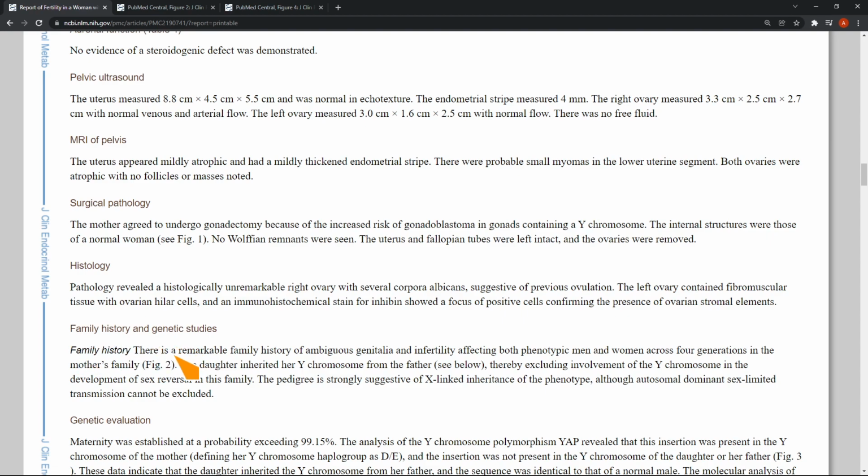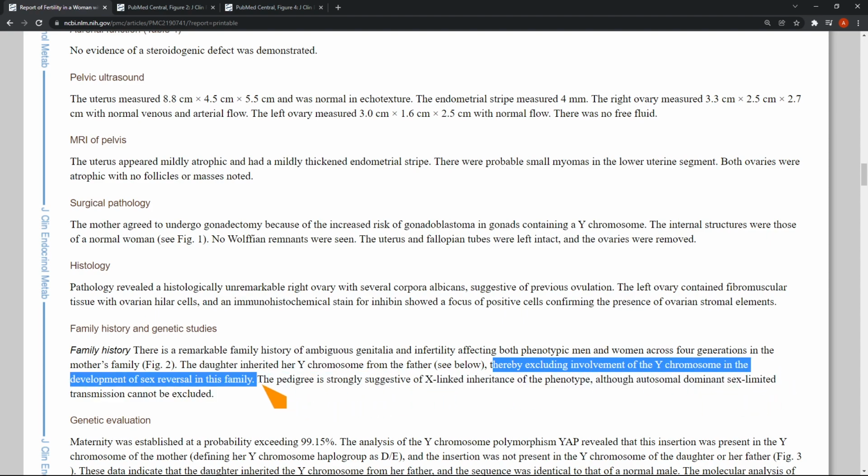So the family history. There's a remarkable family history of ambiguous genitalia and infertility affecting both phenotypic men and women across 4 generations in the mother's family. The daughter inherited her Y chromosome from her father, which is pretty cool, thereby excluding involvement of the Y chromosome in the development of sex reversal in this family. So this is saying, what if the mother's Y chromosome had something special that allowed her to reach full sexual development, but it wasn't given to the daughter who inherited the Y chromosome from her father? There might be something there.